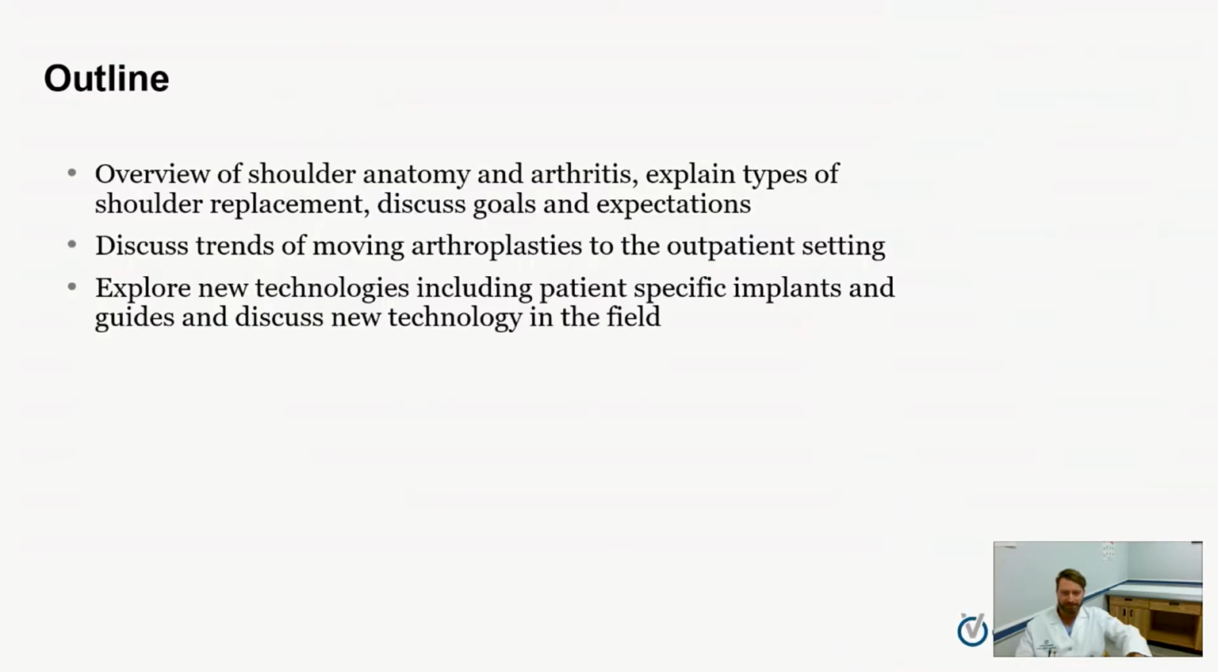A brief overview of the talk. We're going to talk a little bit about shoulder anatomy. We'll talk about different types of arthritis that affect the shoulder, different types of shoulder replacement. Like I said, we'll talk about moving some of these patients to outpatient surgery centers, and we'll talk about some emerging technology in the field.